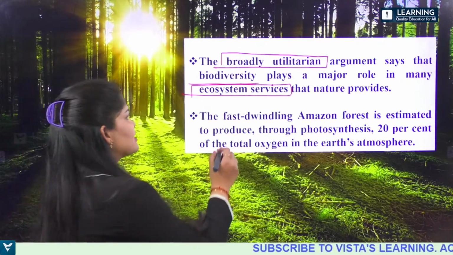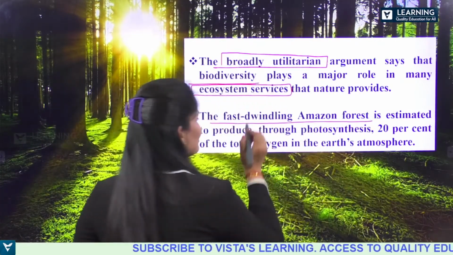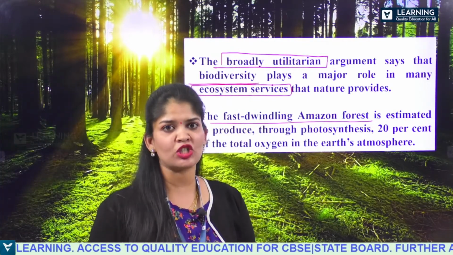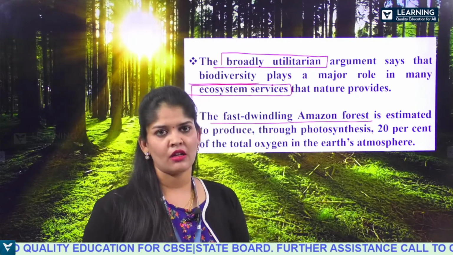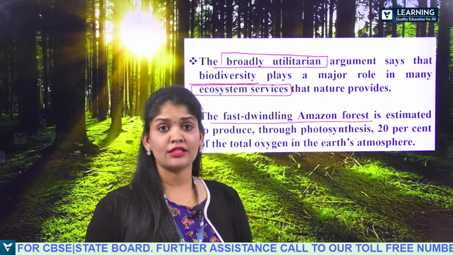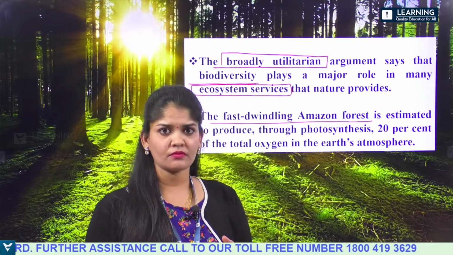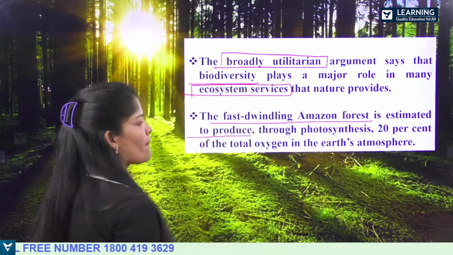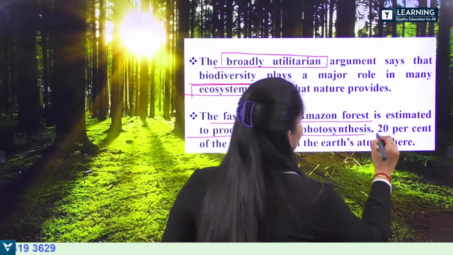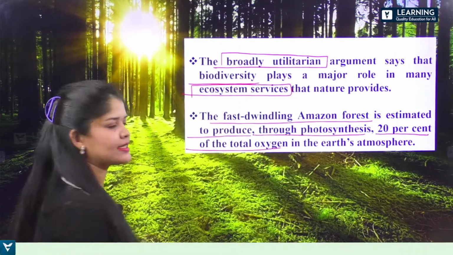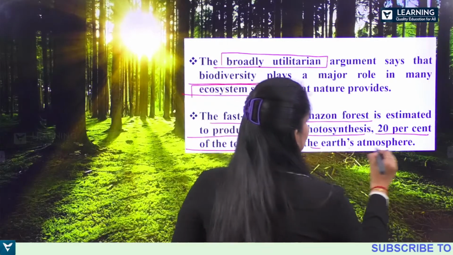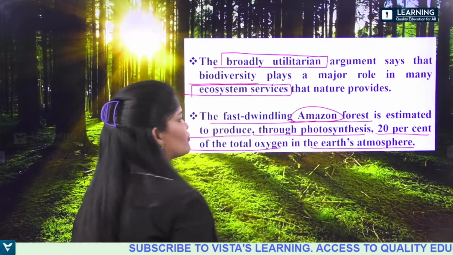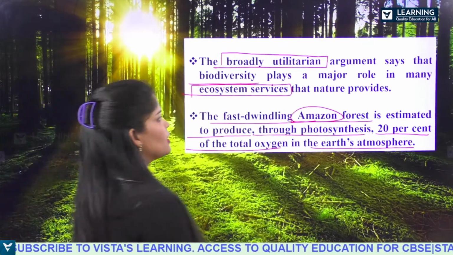And here, the fast dwindling Amazon forest, that means diminishing. The Amazon rainforests, as we already mentioned, are diminishing at a very fast, alarming rate. And it is even called the lungs of the planet because it is providing 20% of the oxygen, right? Here, it is estimated to produce, through photosynthesis, 20% of the total oxygen that is present in the Earth's atmosphere. So that is why we consider the Amazon rainforest the lungs of the planet.